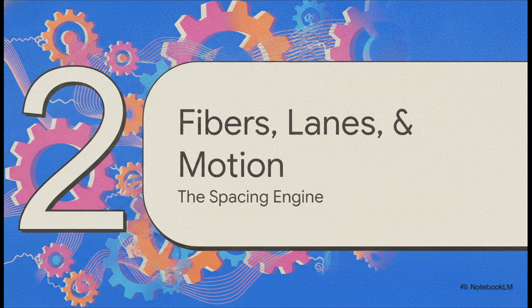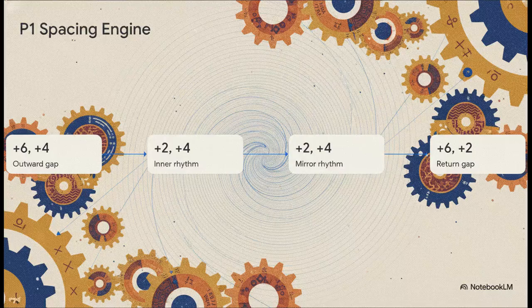Fibers, lanes, and motion, the spacing engine. So, instead of just looking at these fibers as static lists of numbers, let's look closer and see them as dynamic moving gears. Notice the strict, repeating geometric rhythm that governs the gaps in the prime spine. It goes +6, +4, +2, +4, +2, +4, +6, +2. And this sequence just repeats infinitely. It's exactly like the ticking of an intricate clock. There's a beautiful, structured mechanical motion hiding in plain sight, right inside the prime numbers.